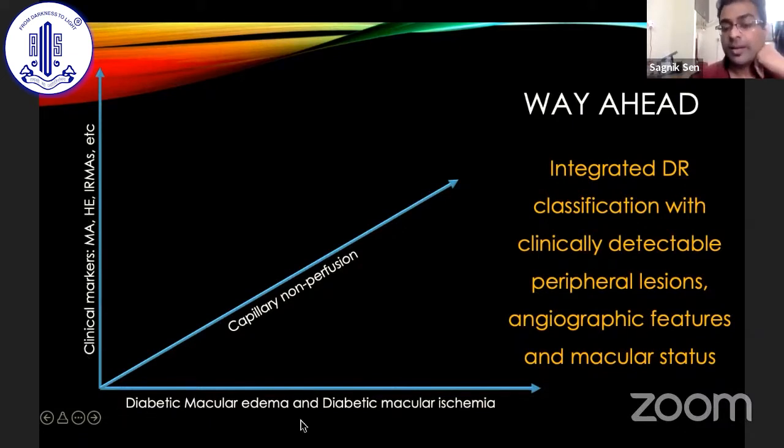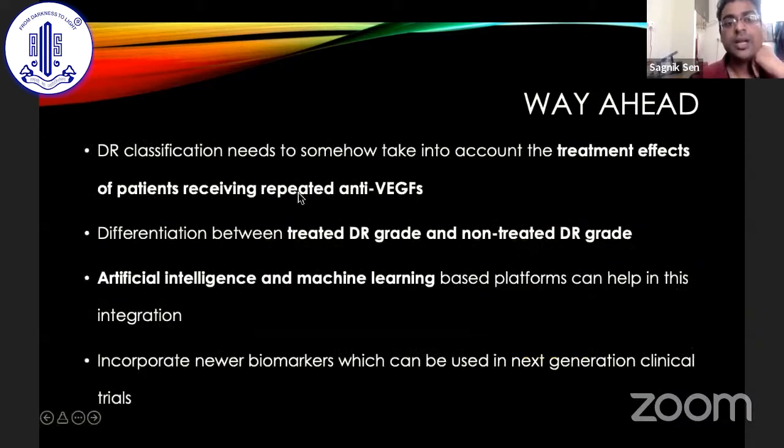So the way ahead is to develop an integrated DR classification with clinically detectable peripheral lesions, angiographic features, and also including the macular status. So in this infographic, you can see that we can use clinical photograph for detecting microaneurysms, hard exudates, IRMAs, which are included in the conventional classification. Then on this arm, we can have diabetic macular edema and diabetic macular ischemia, the severity. And with that, we have to correlate capillary non-perfusion, probably with either ultrawide field fundus fluorescein angiography, or we can include ultrawide OCTA, which is coming up.